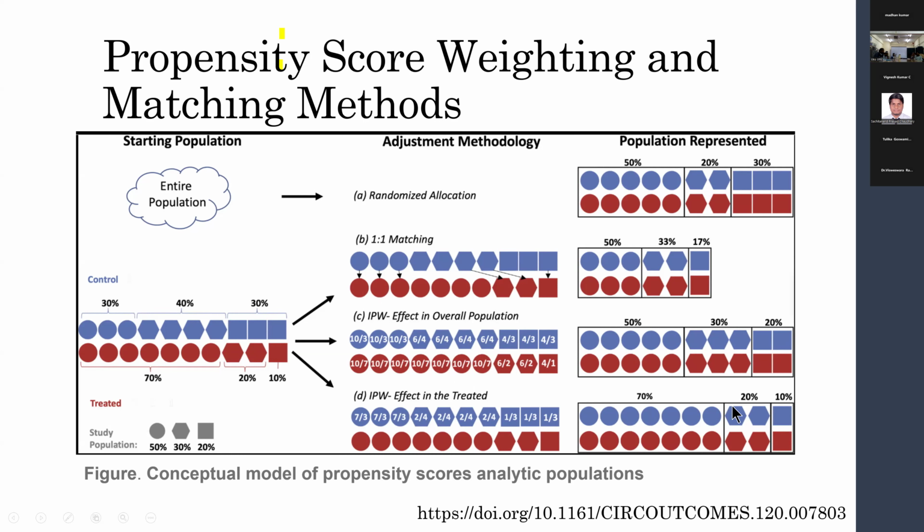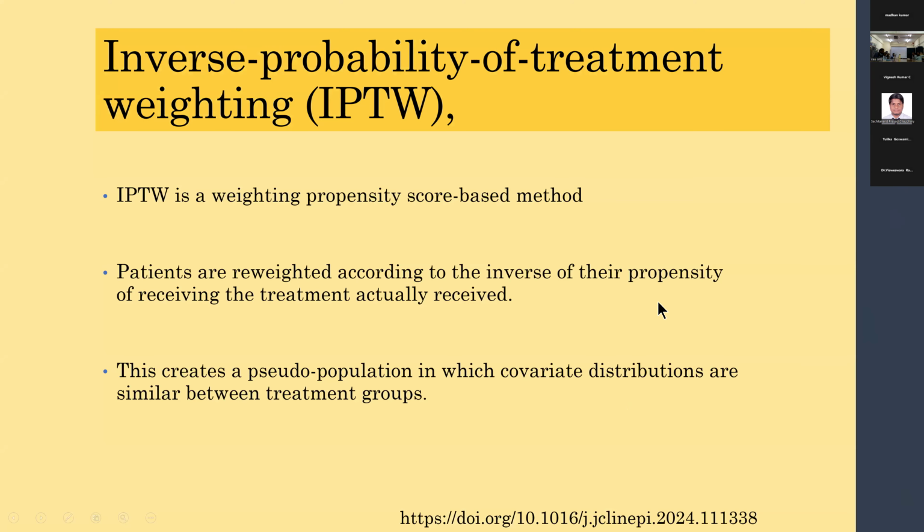Your final will look something like this. This is a method they have used here to do a randomization and to get two equal arms. They have done inverse probability of treatment weighting. This is a propensity score model based method. They are re-weighted according to the inverse of the propensity of actually receiving the treatment. So you get a pseudo population which looks very similar to how we see in an RCT.